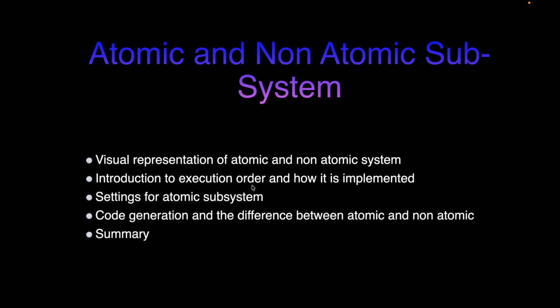In interviews, sometimes people ask what is execution order, how it is implemented, and where you can enable the view for the execution order. So that we will see. Next we will see some settings related to atomic subsystems. Then we will go for code generation and the difference between atomic and non-atomic code generation, and at the end we will summarize everything. So this is the content for the video. In case you want the details, please watch till the end of the video.